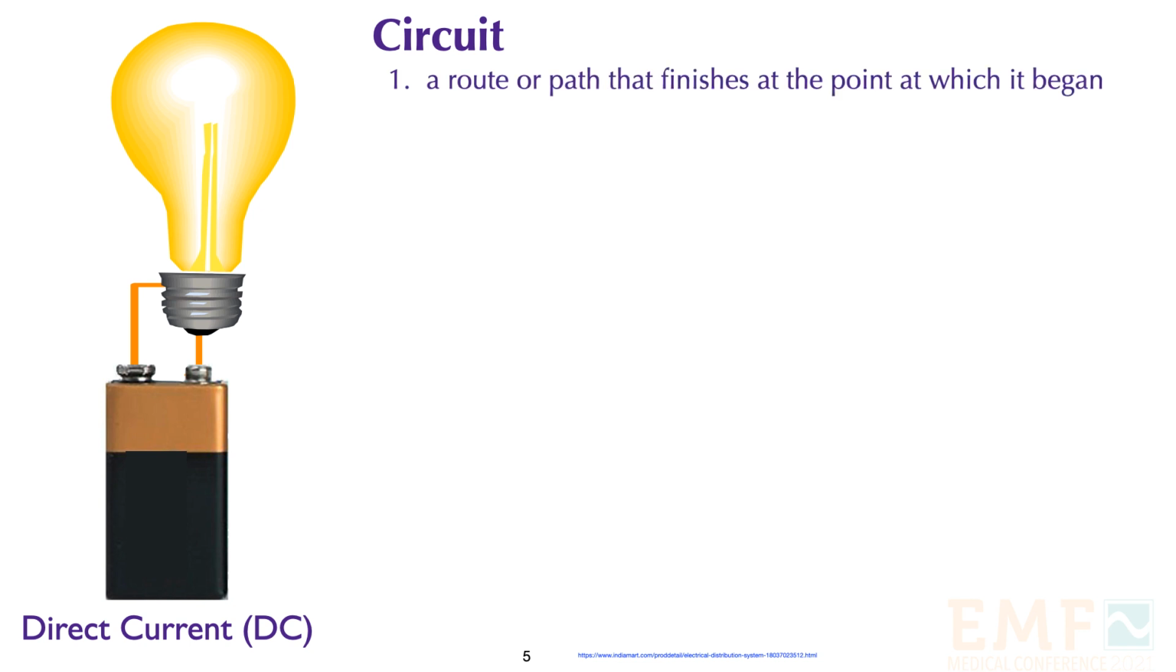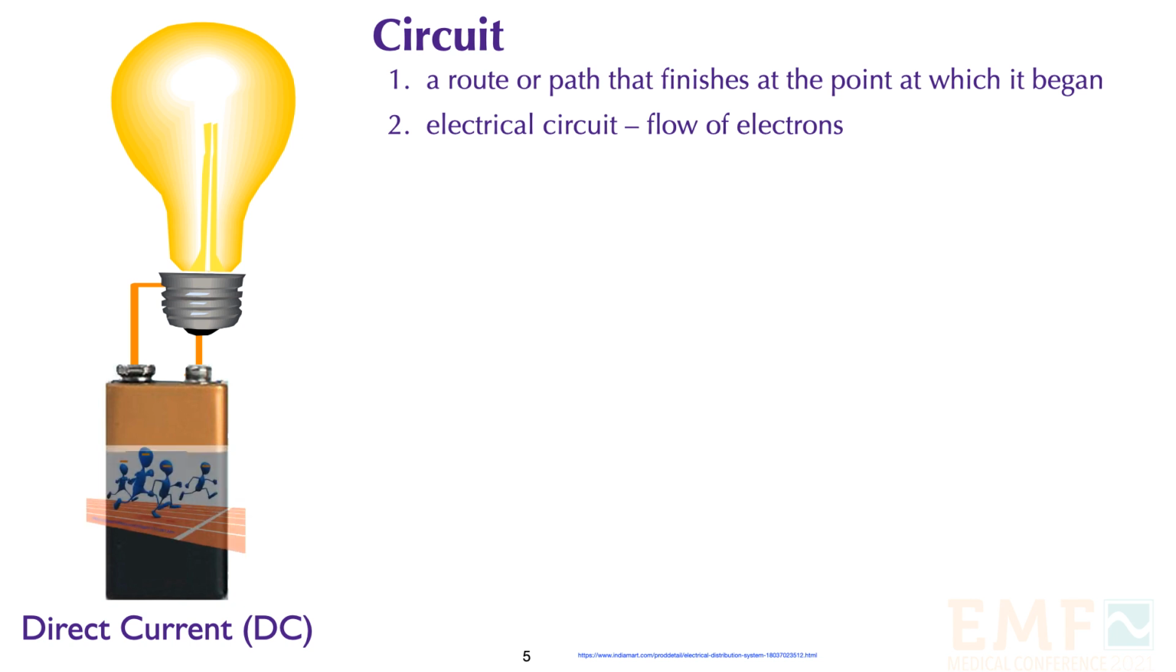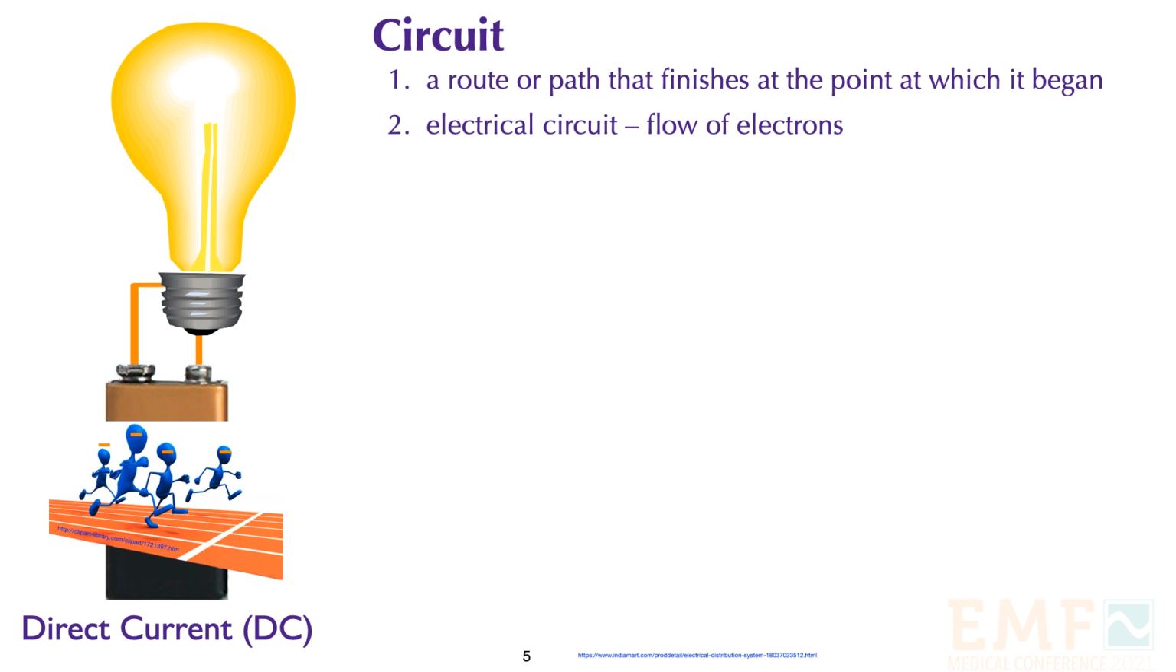Before we can discuss ground current, we need to understand the concept of a circuit in electricity. With direct current, a battery, for example, we need to connect both ends of a battery to light a light bulb. We are creating a circuit, which is a route or path that finishes at the point in which it began. An electric circuit refers to the flow of electrons shown here by little blue figures with a negative charge.